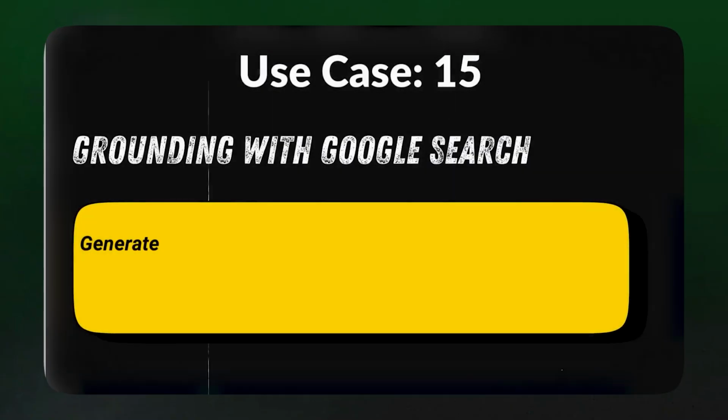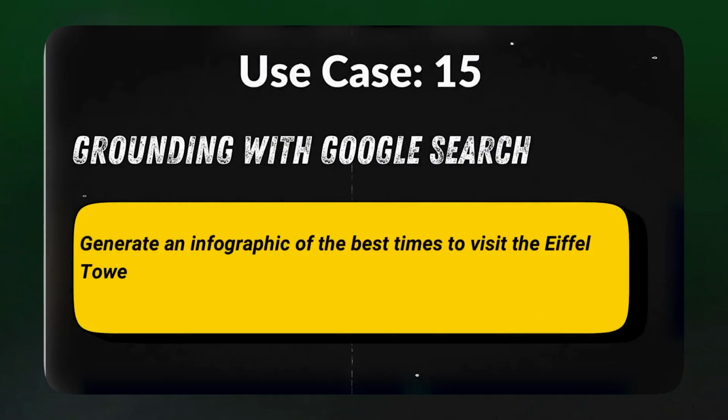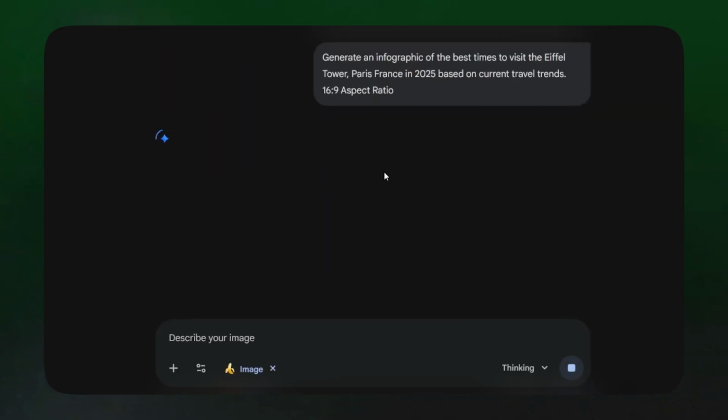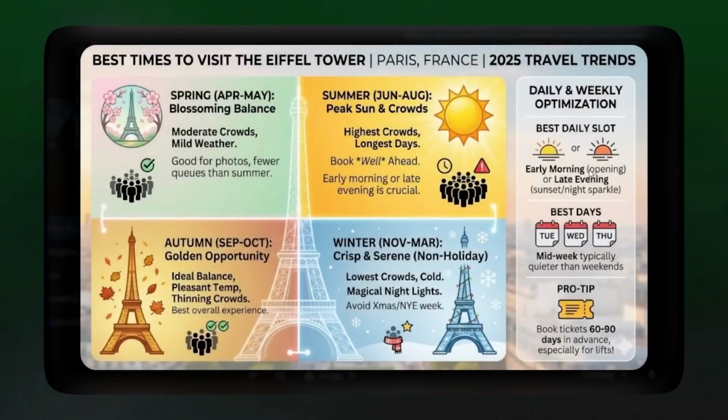This final one is extremely important because it connects Nano Banana Pro to real-time Google search data. Generate an infographic of the best times to visit the Eiffel Tower, Paris, France, in 2025 based on current travel trends. Instead of guessing, the model pulls real-world trend signals and builds a fact-grounded, up-to-date infographic you can actually rely on for content and planning.